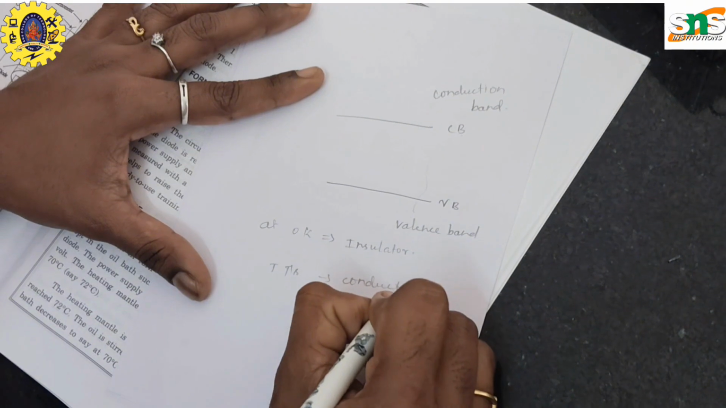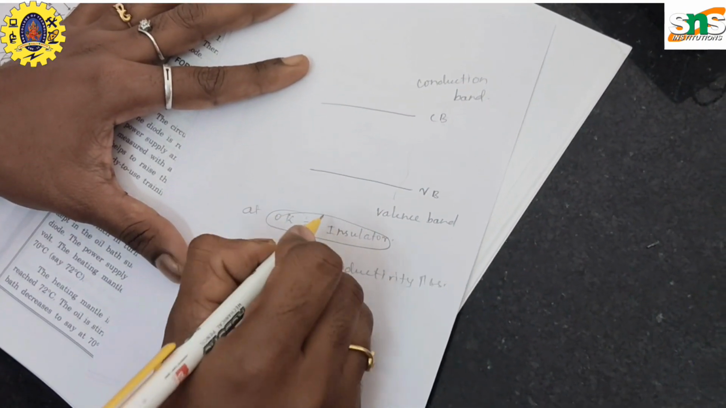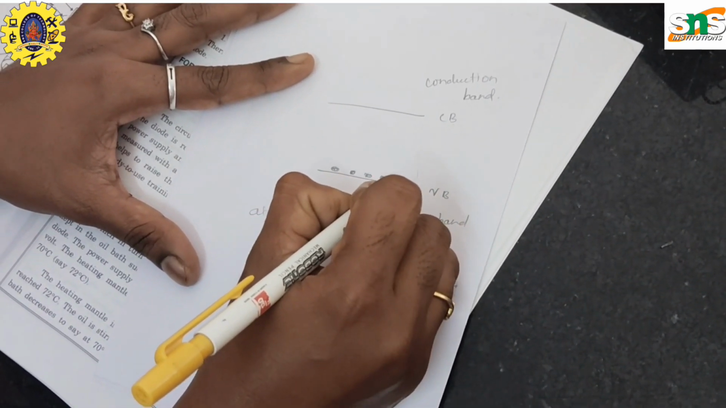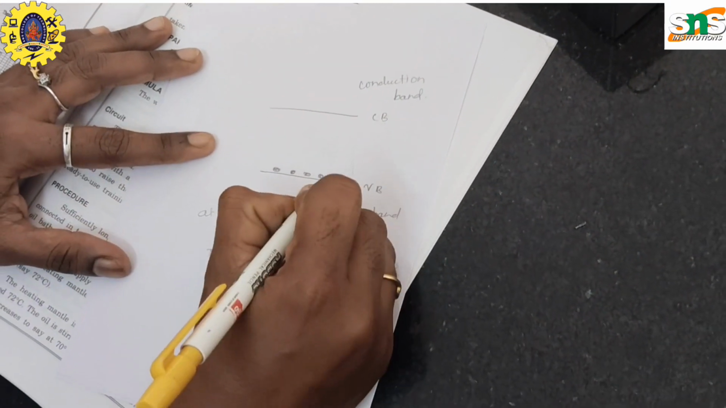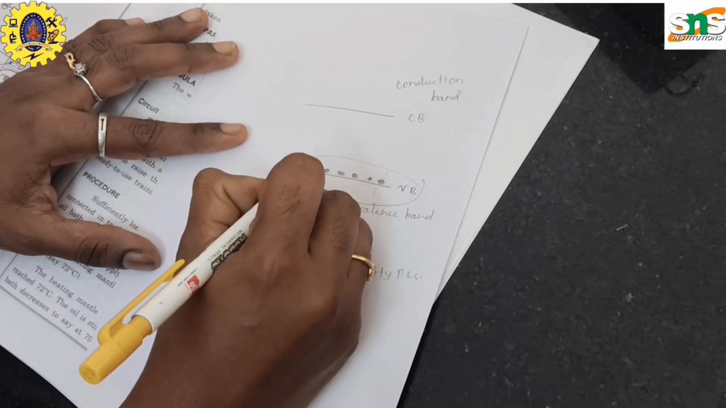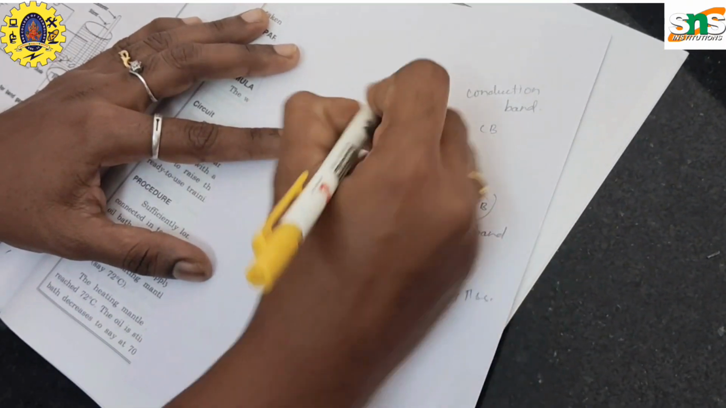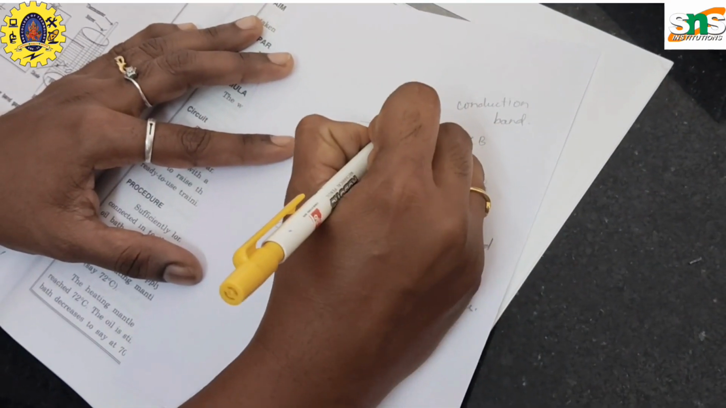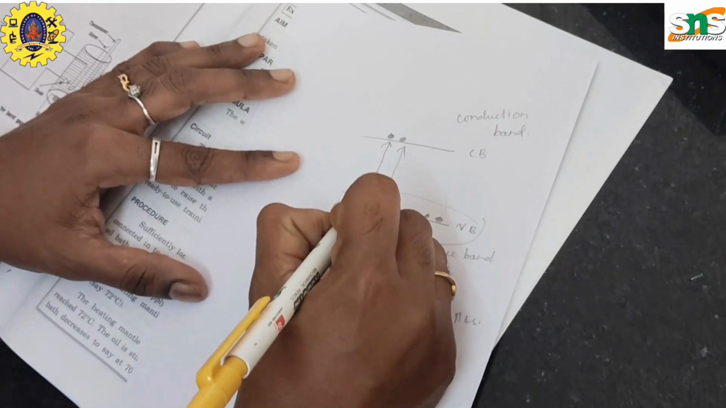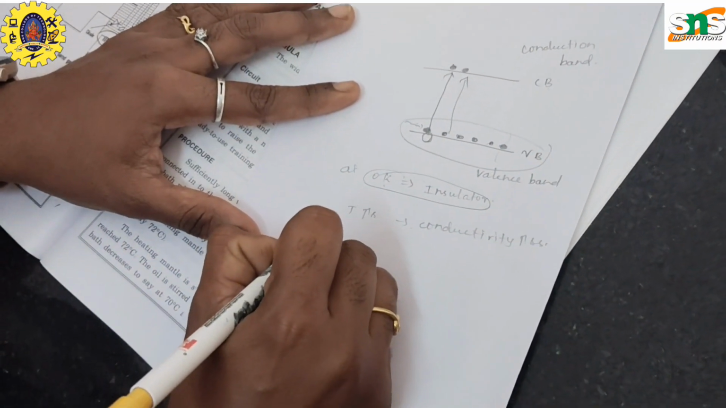Conductivity rises, right? At 0 Kelvin, it has a filled valence band. All the electrons are filled in the valence band. While increasing temperature, the ground state electrons absorb the energy and rise to the conduction band. At that time the conductivity also increases. So the electron goes to the conduction band, whereas it has created holes here.